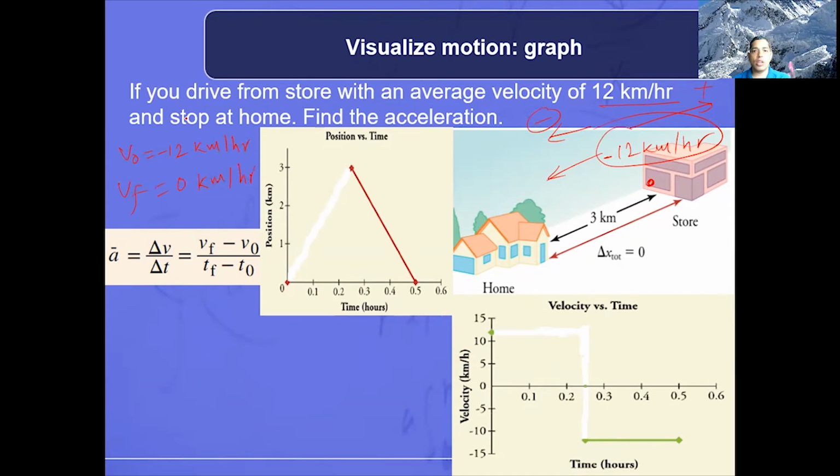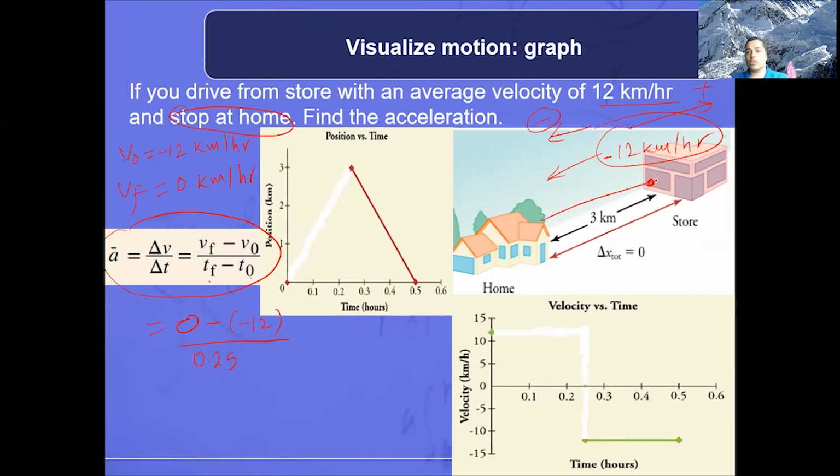How do I know that? Because you stop at home, okay? So then what is the acceleration? Acceleration is the same formula again, Vf minus V0 over T sub f minus T sub 0, which is Vf is 0, and V0 is negative 12, right? Negative 12. Then divide by Tf, which is 0.25. How do I know that?